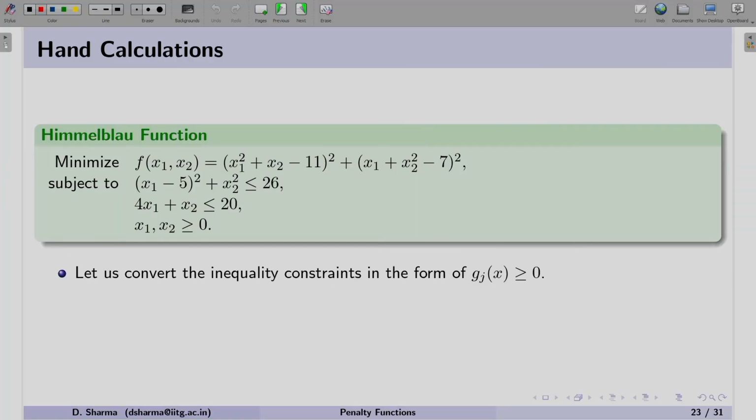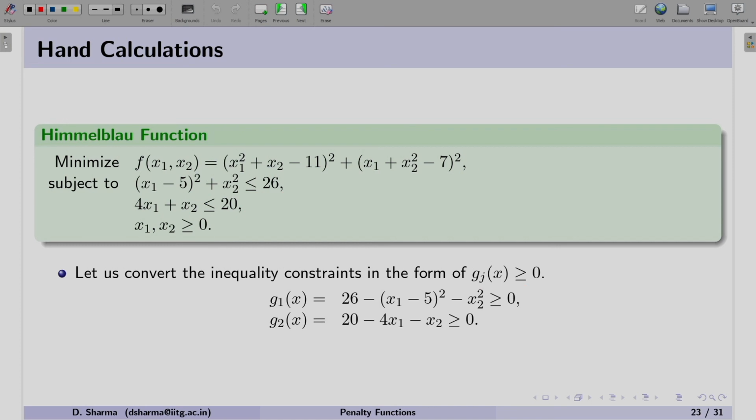Here, for performing the hand calculations, we are using the Himmelblau function. This Himmelblau function is a two variable function, and it is subjected to constraint number 1 and constraint number 2. Here we are assuming that x1 and x2 are both greater than 0. Since the constraints are given as smaller than type, let us convert them into greater than type. Why? Because it will fit into our generalized format of constrained optimization.